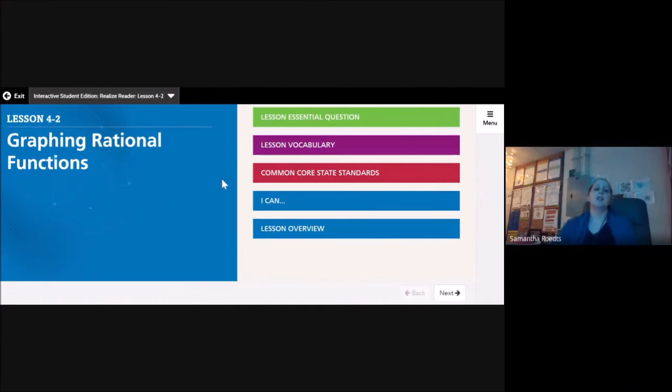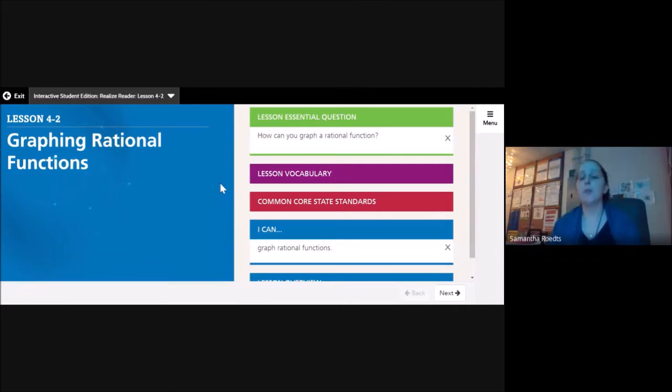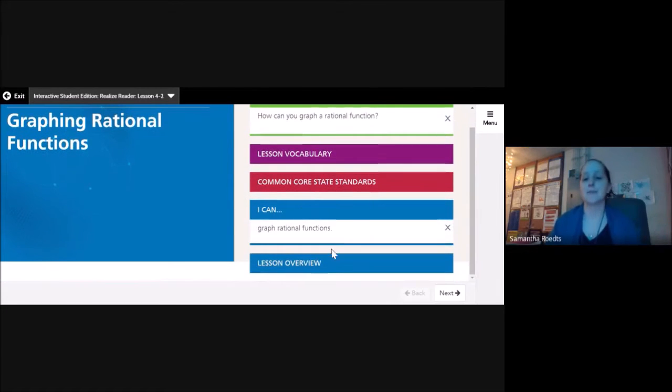All right, this is Unit 4, Lesson 2, Graphing Rational Functions. So my lesson essential question is, how can you graph a rational function? At the end of this lesson, you will be able to graph rational functions. So let's go ahead and take a look.